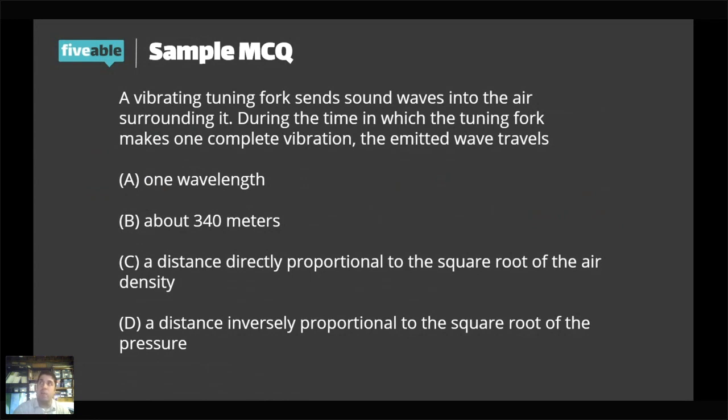The tuning fork makes one complete vibration. So one cycle, one part of that wave, one full wave. How far does that wave travel? Okay, so in this case, there's a lot of what sounds like really good options. And then the correct answer. So the correct answer, how far does that wave travel in one cycle? One wavelength. It has gone exactly one wavelength away.